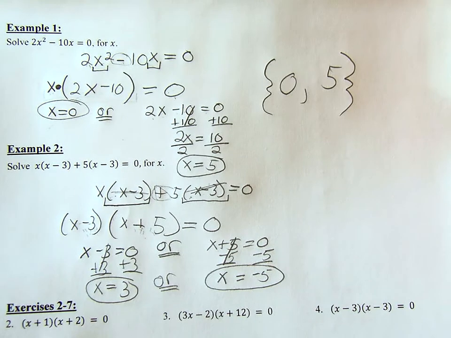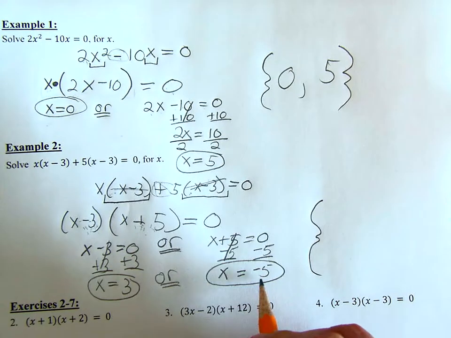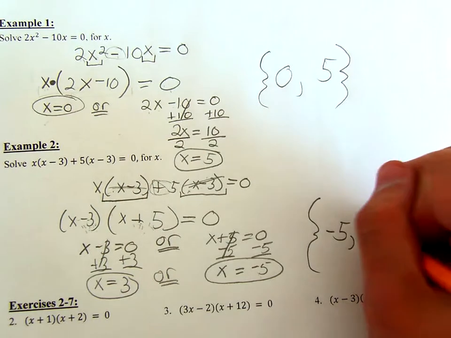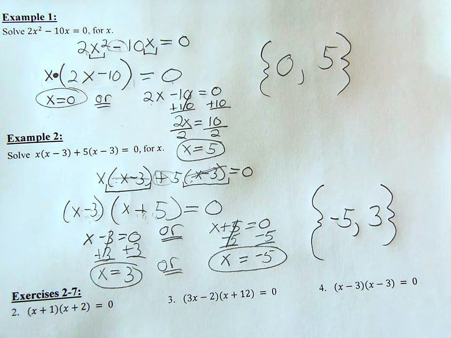So now we have our two solutions, that x is equal to -5 or x is equal to 3. So now if we write it in set notation, we would have -5 first because we're writing them from least to greatest, and then 3. So we have -5, 3.